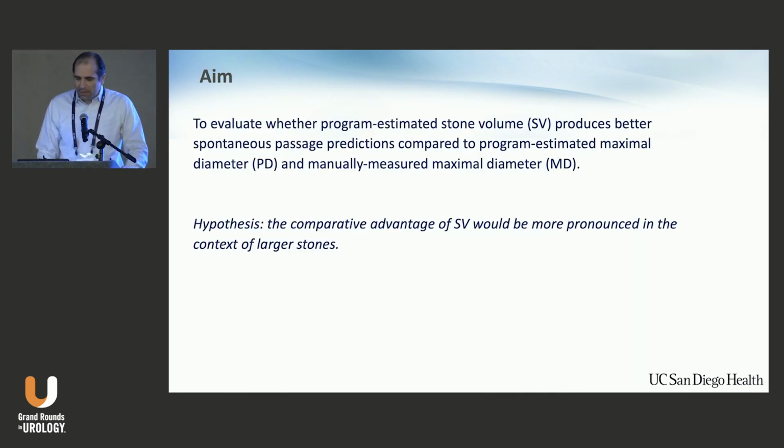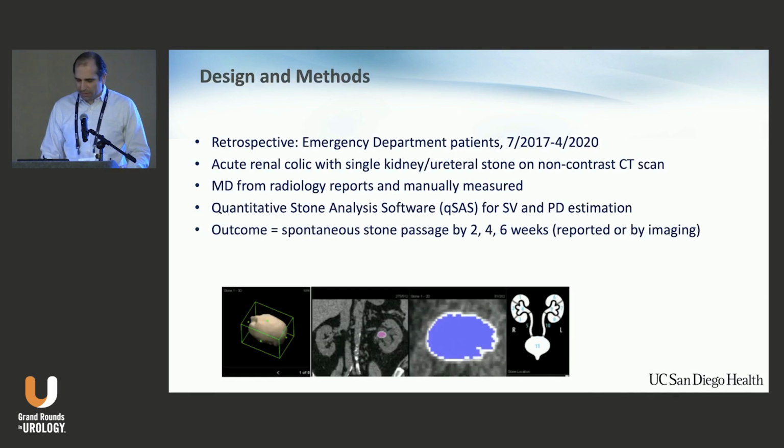So our aim was to evaluate whether program estimated stone volume produces better spontaneous passage predictions compared to either program estimated maximal diameter or manually measured. We had a sub-hypothesis that probably larger stones would be more pronounced in this prediction pattern.